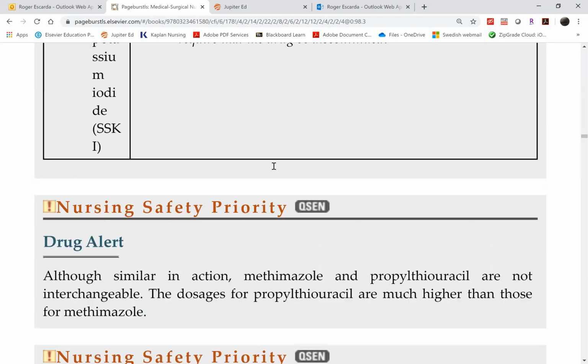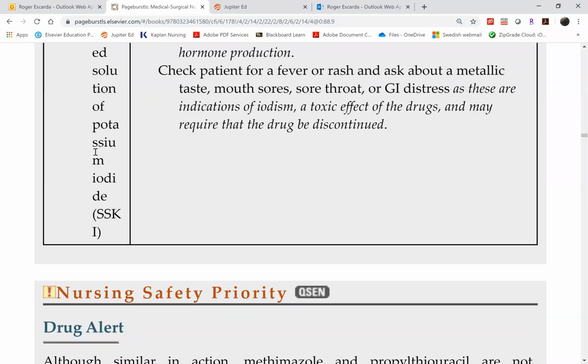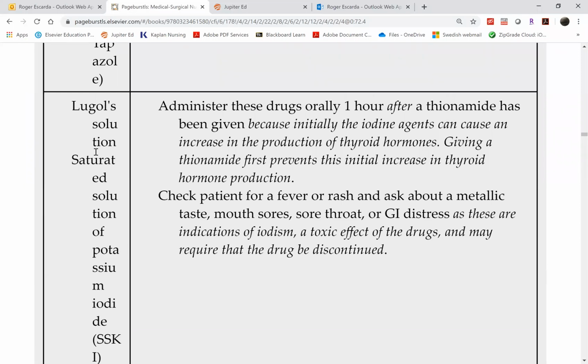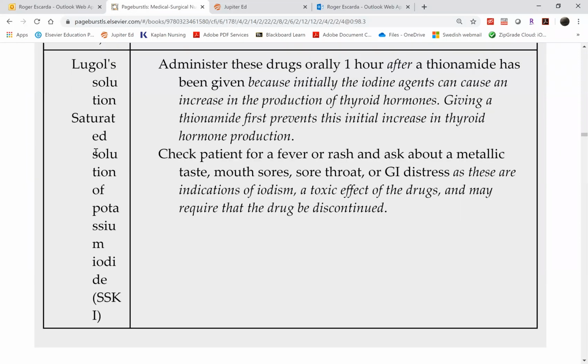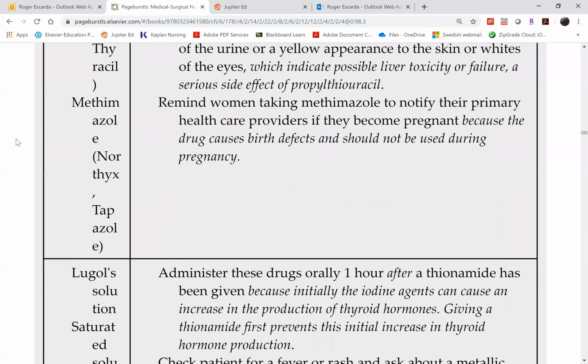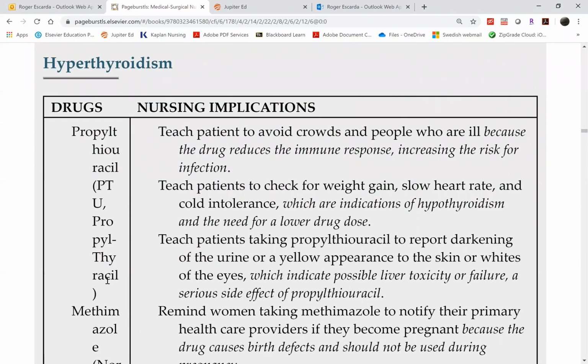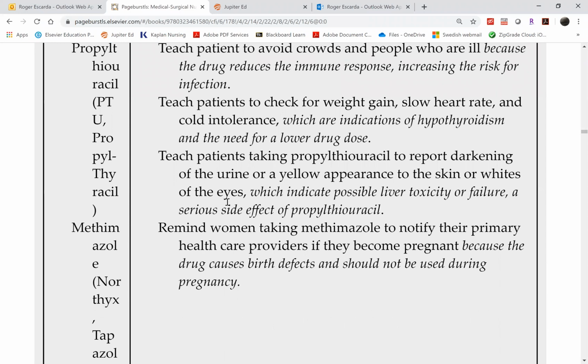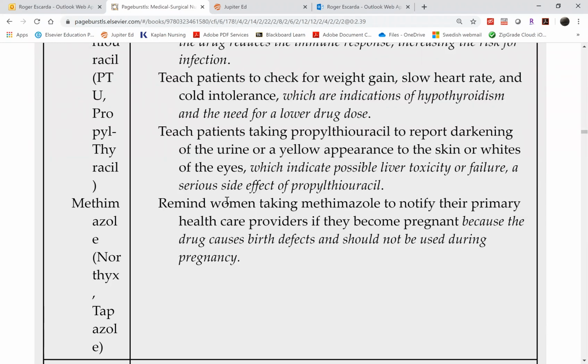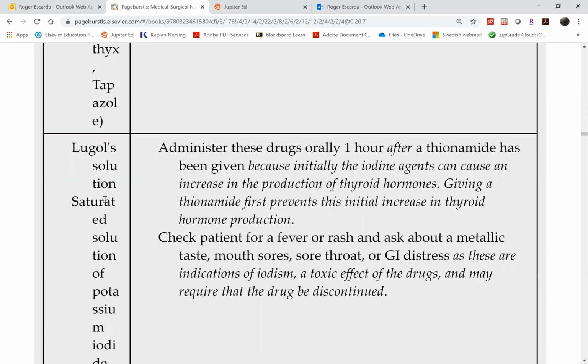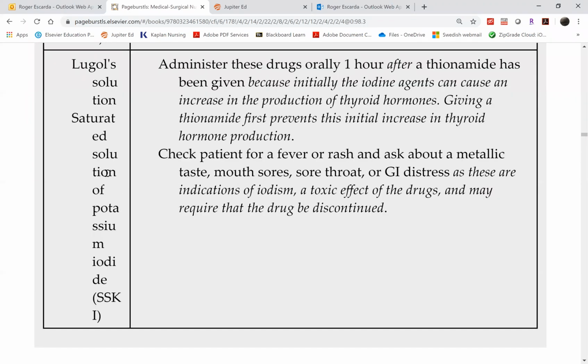The only time we're using SSKI is if we're preparing the patient for surgery, meaning it's not part of regular treatment. Regular treatment, if we're not planning surgery, is the thionamides. These are the only two we give. However, if we are preparing the patient for surgery, then we add the SSKI. And this is not given long term. The book says 2 weeks, and then the patient gets surgery after that and then no more.